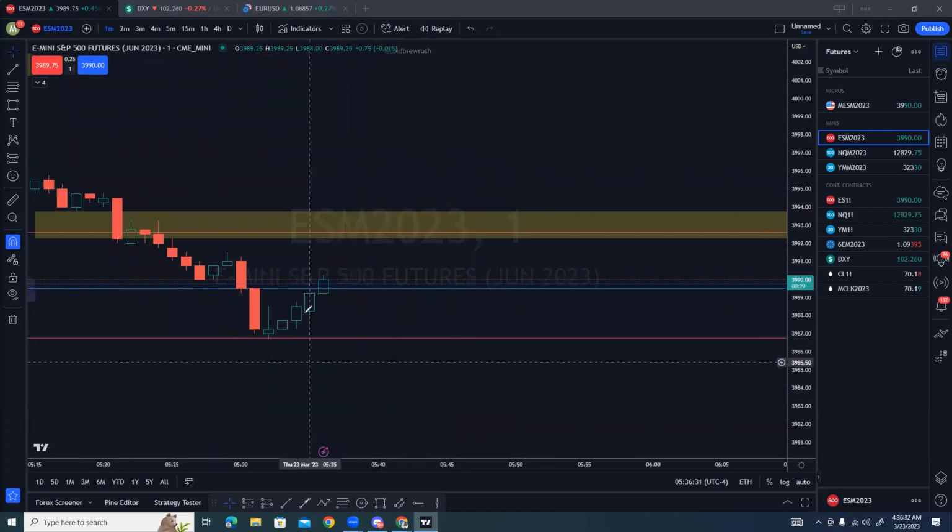Because this is not really a good displacement back to the upside. This is just kind of a little grind. You can almost put a trend line on it. I want to see kind of a push. And then we can get back in it.